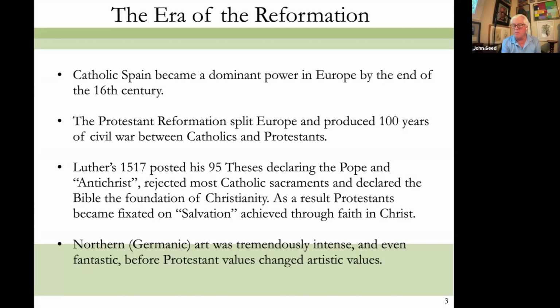A little bit of a history lesson, just to bring you in with some context. You want to remember that this is a very powerful period for Catholic Spain. It was the dominant economic power in Europe by the end of the 16th century. Our lecture is going to coincide with the age of Spanish colonization and the strength of the Great Armada. A big political development that will overlap with this lecture is the Protestant Reformation, which split Europe, producing 100 years of war between Catholics and Protestants.